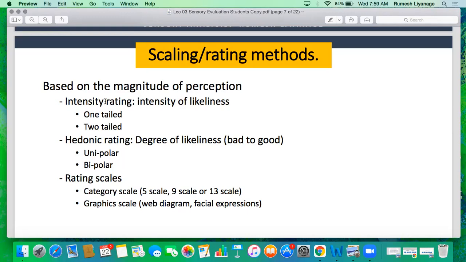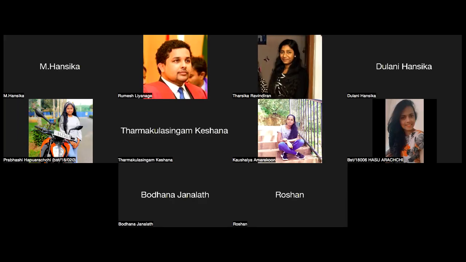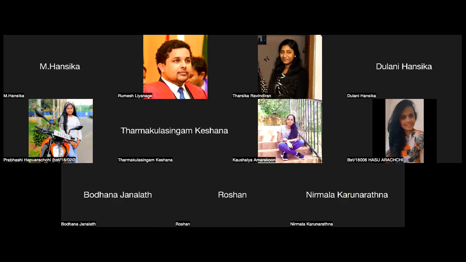Intensity rating. What is the meaning of intensity? Here we are going to measure intensity or likeness. Again, there are one-tail tests and two-tail tests, right? You know what one tail and two tail are. You have completed basic statistics, so I am not going to explain. I will show you a picture to remember. Here you can see a two-tail one, and a one-tail one. In one tail, the significance level is 0.05 on one side, and in two tail the significance level is shared for both sides, 0.025 and 0.025. That is the difference between one-tail and two-tail test methods.